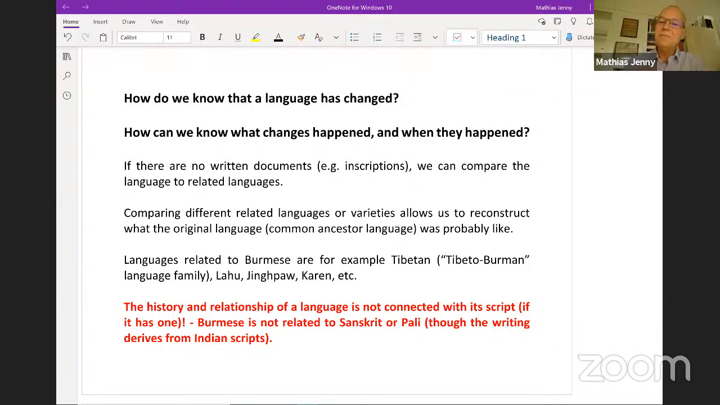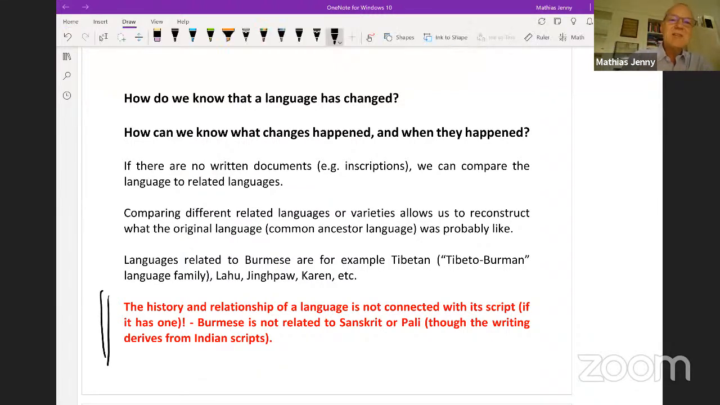Now, if we take Burmese, we know by comparative linguistic methods that Burmese is related to Tibetan, for example. So the language subgroup is called Tibeto-Burman. Now, apart from Tibetan, Burmese is also related to languages like Lahu, Jingpo, Karen, and many others. So we can compare Burmese to these languages. We can compare the sounds and the lexicon, and then we can see what happened. How did Burmese become the way it is today?